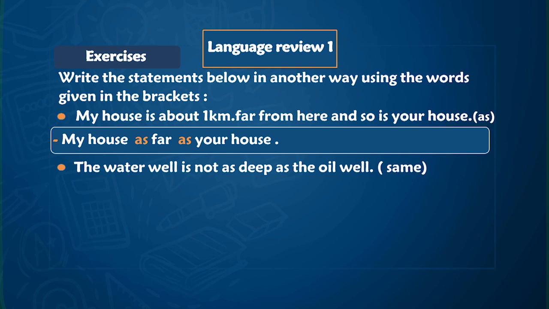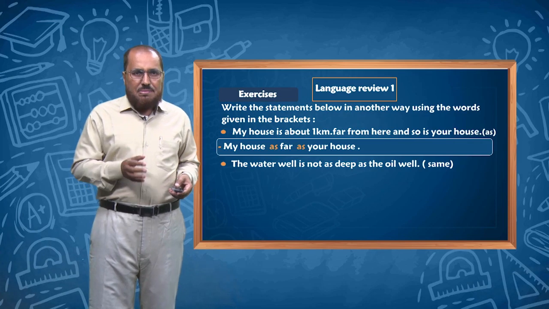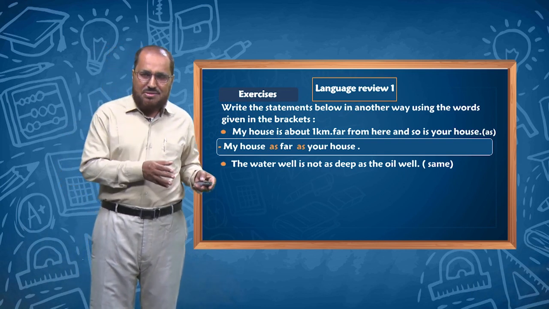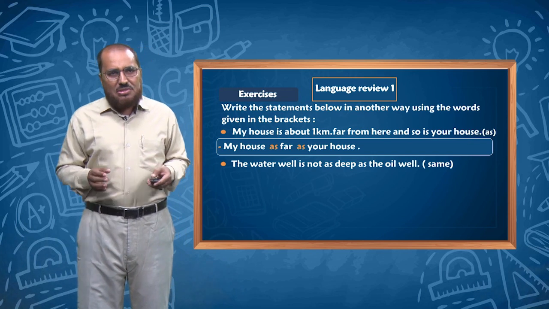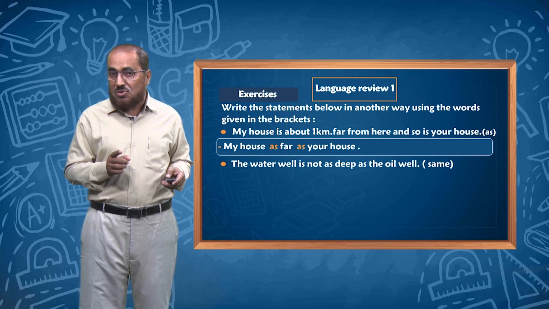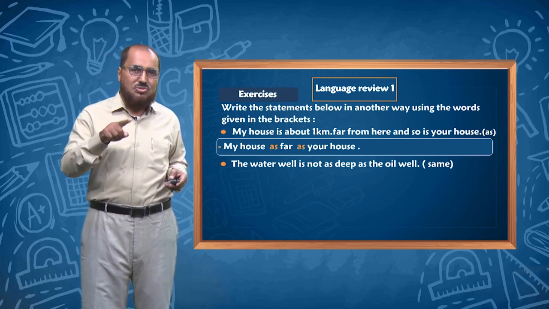The water well is not as deep as the oil well. What's well first? Well means a deep hole in the ground where we can get water or where we can get oil. Yes, bi'r. Bi'r naft. Bi'r al-ma. Here is this comparison between a water well and an oil well. This sentence is correct, but I want you to write it again using same.